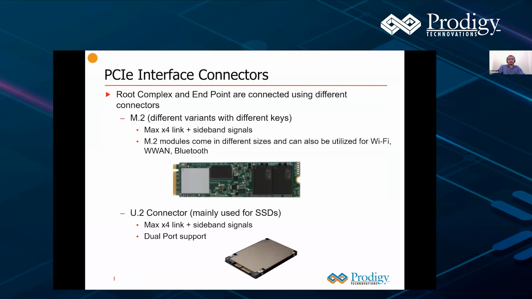So these are the different options for connections. Root complex and endpoint are connected using different interfaces. One of the most commonly used interfaces is M.2. Depending on the application, there are different kinds of M.2 interfaces. You can see this opening here is called the key. This is an M.2 M key, normally used for SSD applications. Or if you're using it for a Wi-Fi or Bluetooth kind of interface, you'll have a different key, normally the E key. And it all depends on where the gap is in the connector.